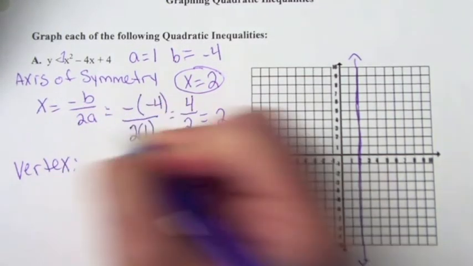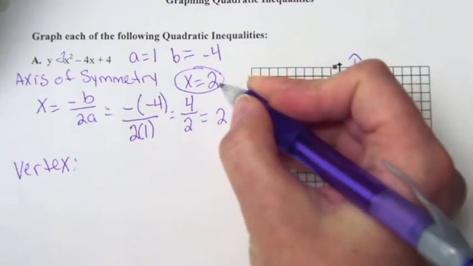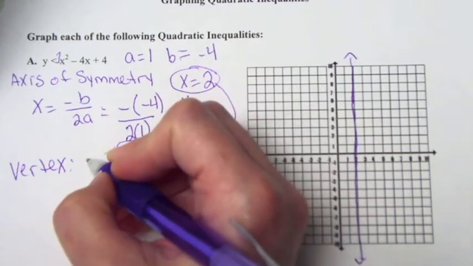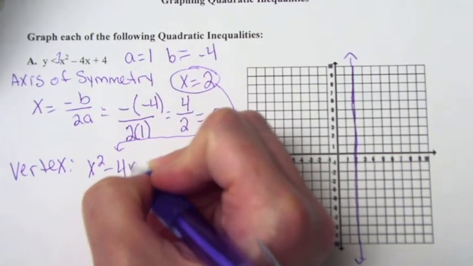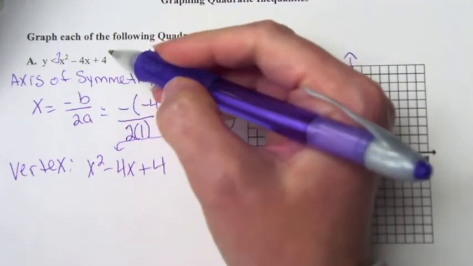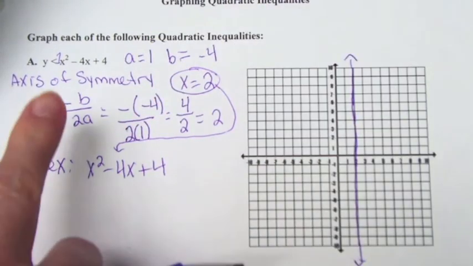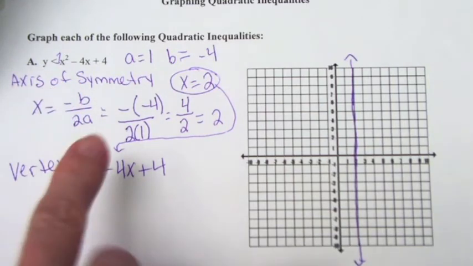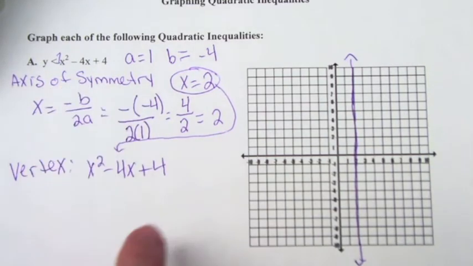To find the vertex, we plug our axis of symmetry, 2, into our equation, which is x squared minus 4x plus 4. I'm going back up to the top to write down what my equation is. And I only want the stuff that's on the right side. I'm not going to worry about the y is less than right now. For right now, we're going to deal with that later. So right now you just plug it into everything on the right side.